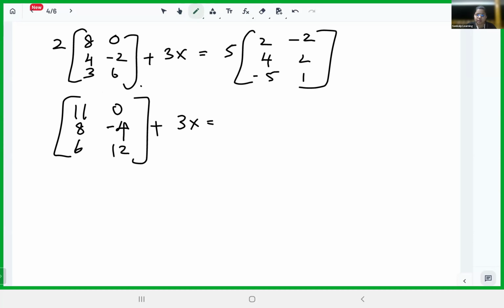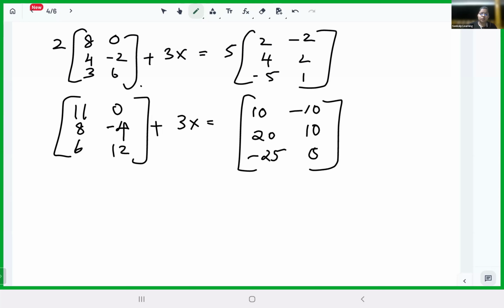How will you multiply? You have to multiply each element of matrix B with 5. So you'll get the resultant matrix. So 5 into 2 is equal to 10. Then 5 into minus 2 is minus 10. 5 fours are 20. Then 5 twos are 10. 5 into minus 5 is minus 25. Then 5 into 1 is 5. Okay, now what you have to do? You have to find out 3X from that.